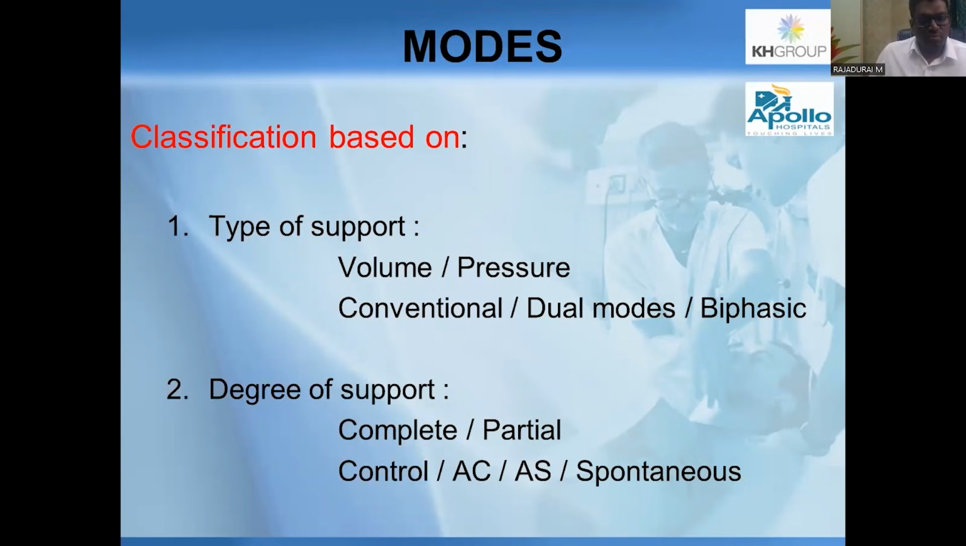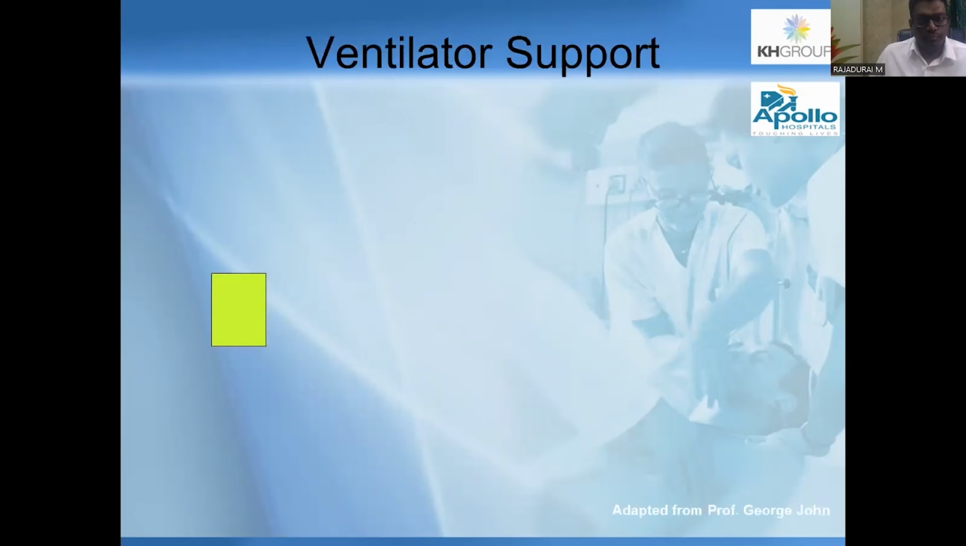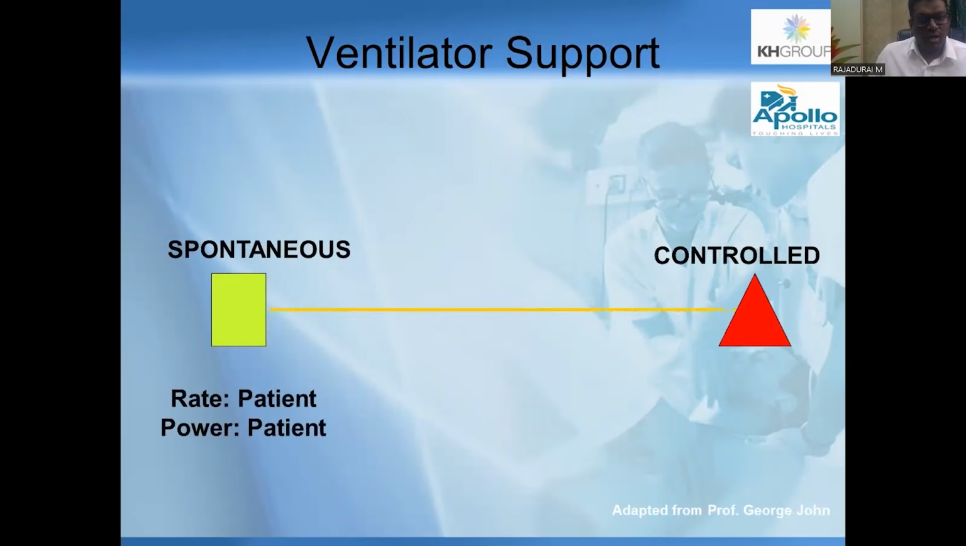So classification of modes depends on the type of support and the degree of support. Type of support can be either volume, pressure or dual. Degree of support can be partial, complete or both. This is just an animation which makes you understand what is spontaneous, what is controlled, and what are the other modes which are in between. Spontaneous, the rate is by the patient, power is by the patient. Control, the rate is by the machine and the power is by the machine.